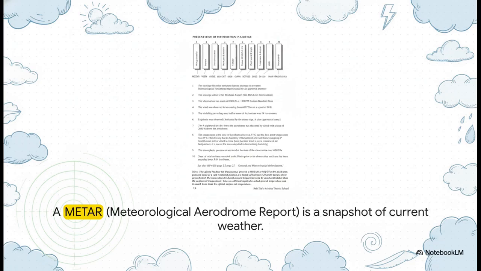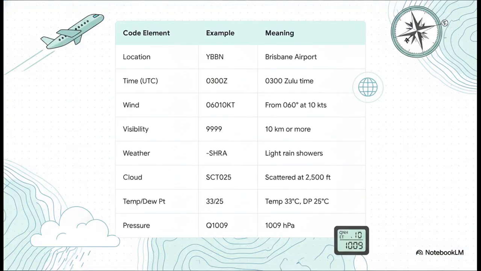To the untrained eye, it's nonsense. But to a pilot, this little line of code tells you everything you need to know. Wind, visibility, clouds, pressure, the whole lot. So let's crack the code. See? Once you know what to look for, it's pretty straightforward. Each little chunk means something specific.